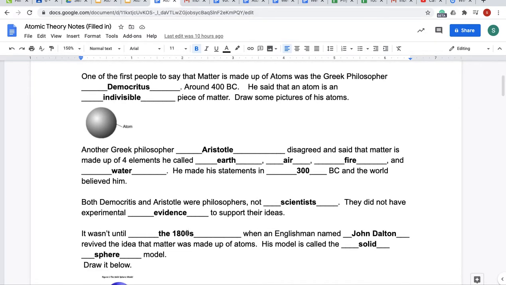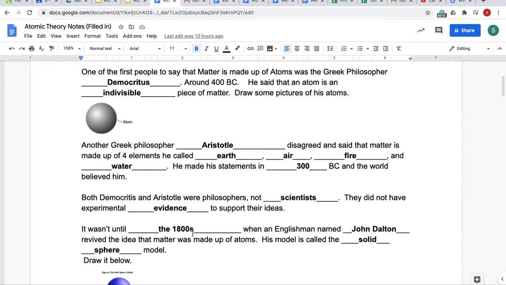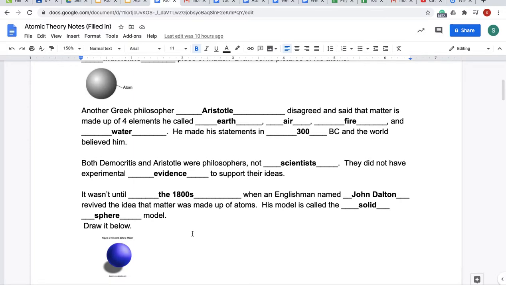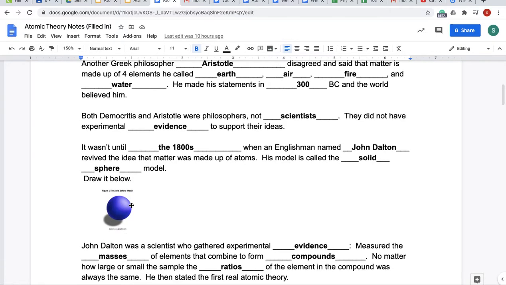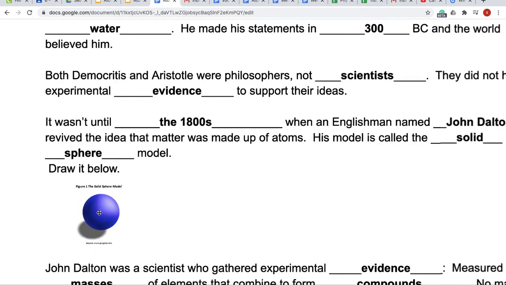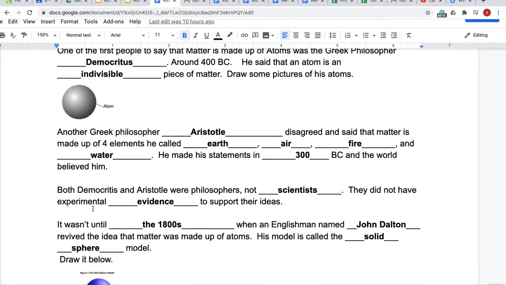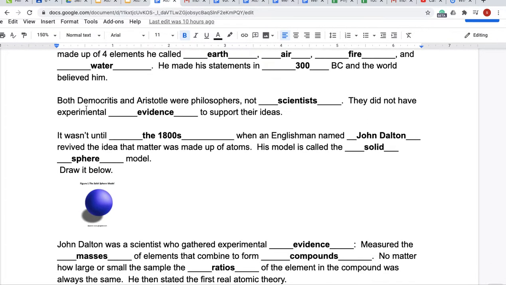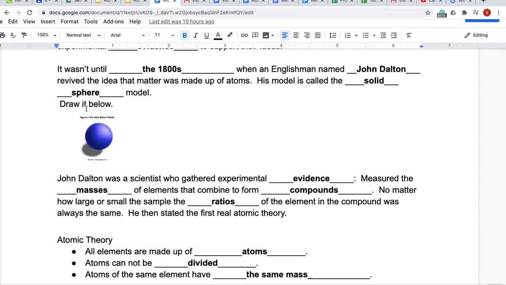So a lot of time passes by, and not until about the 1800s, there was this guy from England named John Dalton, and he decided to start talking about atoms again. And he also figured that an atom was some sort of indivisible, indestructible solid sphere. So here is his model. Doesn't look much different than, say, the Democritus atom model up there.